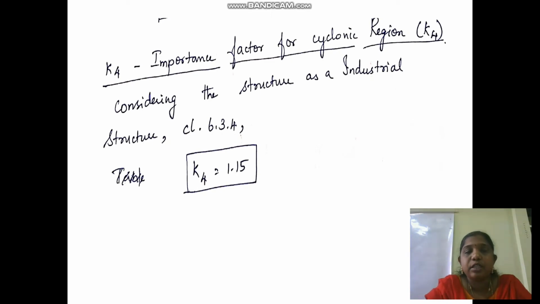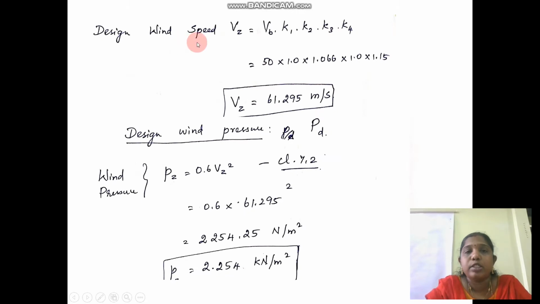The importance factor K4 is the importance factor for cyclonic region, since the structure is located in Chennai. Therefore, K4 is equal to 1.15. Design wind speed Vz is equal to Vb into K1, K2, K3, K4. Vb is 50. If you multiply with all the factors, you will get the design wind speed Vz. This is the wind speed you are going to consider for the design.